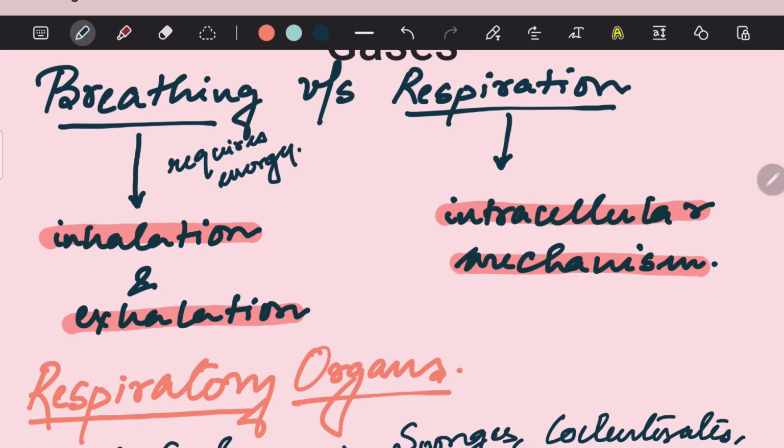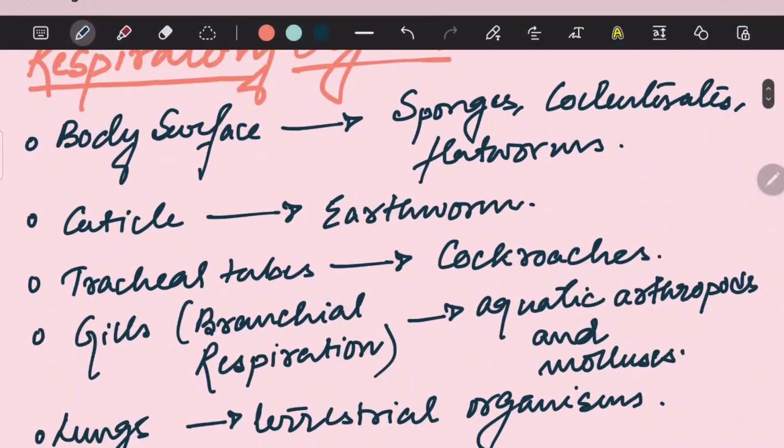But respiration is a process where energy is produced. It breaks down glucose, amino acids and fatty acids to derive energy and perform various body activities. So this is the main difference between breathing and respiration. This is the very first thing that you should know at the beginning of this chapter. Now, let us move on to the next topic according to NCERT, that is the respiratory organs.